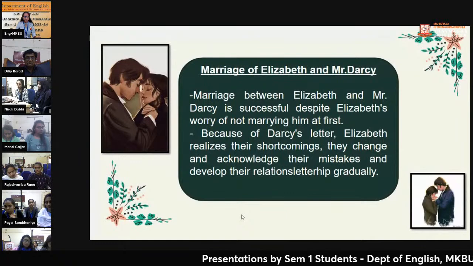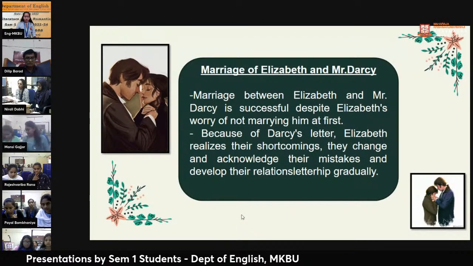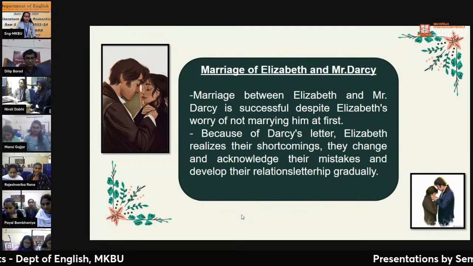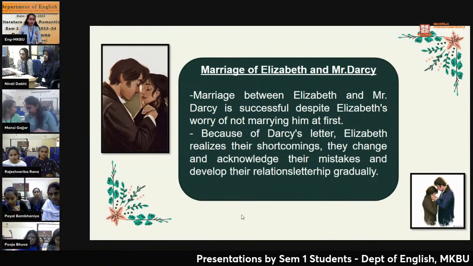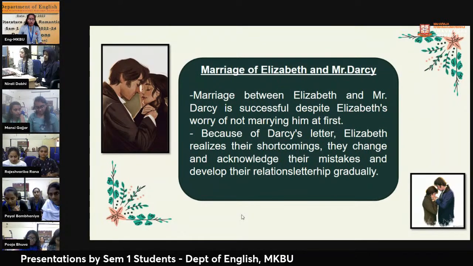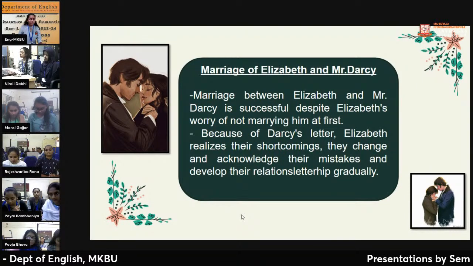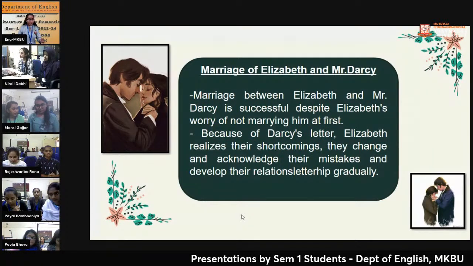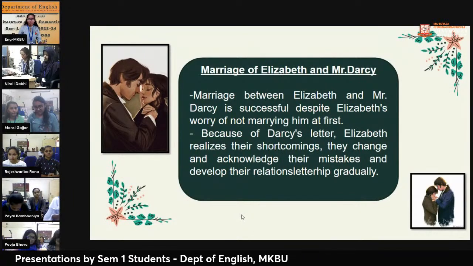and the marriage of Elizabeth and Mr. Darcy. Marriage between Elizabeth and Mr. Darcy is successful, despite Elizabeth's worries of not marrying him at first. Because of Darcy's letter, Elizabeth realized their shortcomings, they change and acknowledge their mistakes and develop their relationship gradually. So at the end, they both understand each other's feelings and they both accept each other.